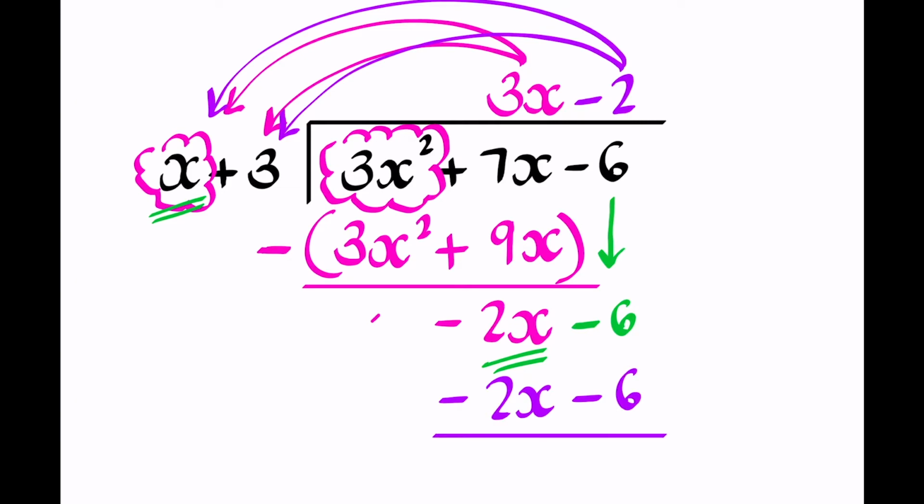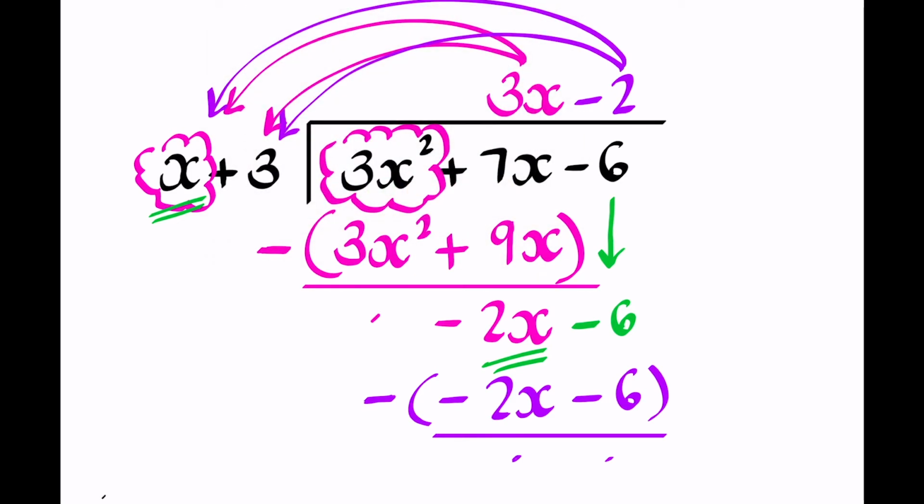Now with long division, I'm going to subtract. So that means I'm going to put a little subtraction sign and put it in brackets so that it changes both the signs. Minus 2x minus minus 2x, which is the same as minus 2x plus 2x, cancels out. Minus 6 minus minus 6, which is minus 6 plus 6, cancels out. So now I'll have no remainder.